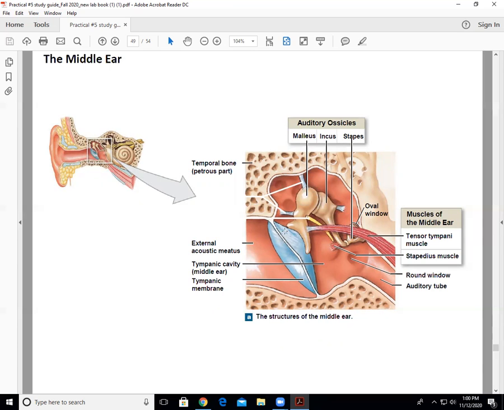Again, tympanic membrane, external acoustic meatus. Here's what we call the round window. Here's the oval window. Looks more oval shaped by the stapes. Okay, this is the auditory tube. That's what's in the middle here.